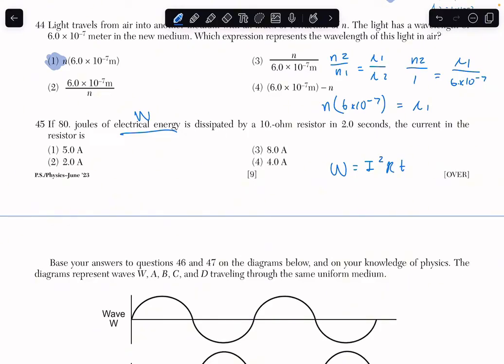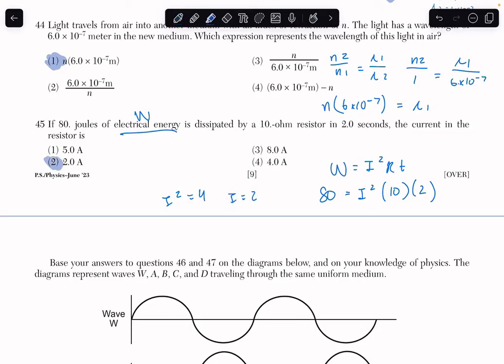So the work here is 80 joules, which equals current squared, which is what we're trying to find, times resistance, which is 10, and time is 2. So after you do all that math, you're going to get I squared equals 4, so I is 2.